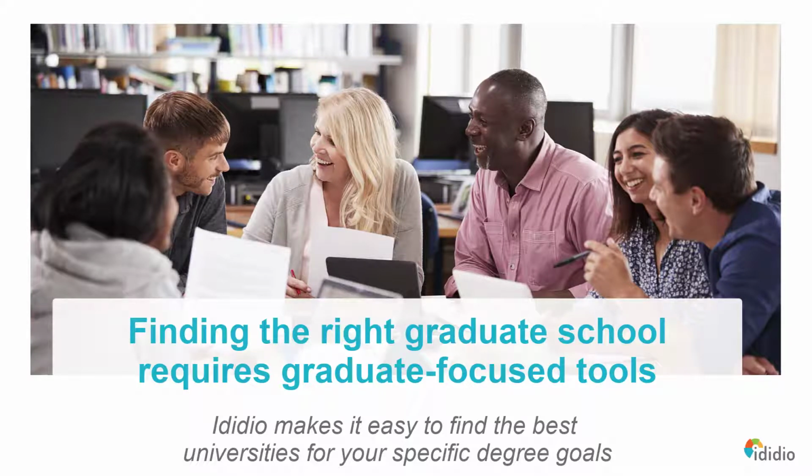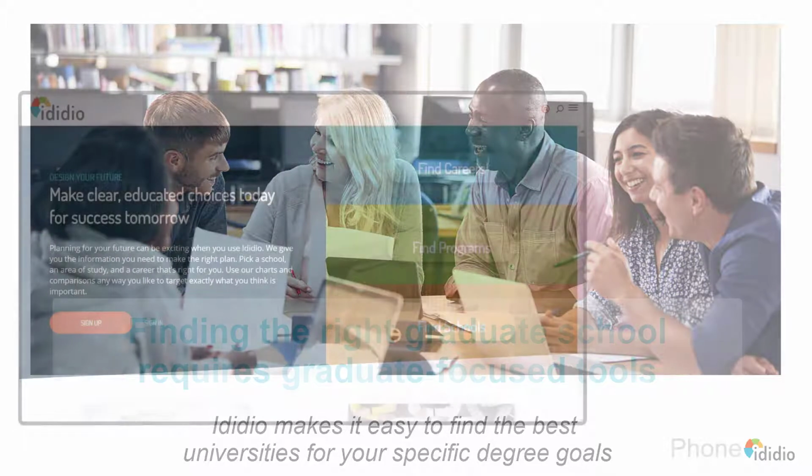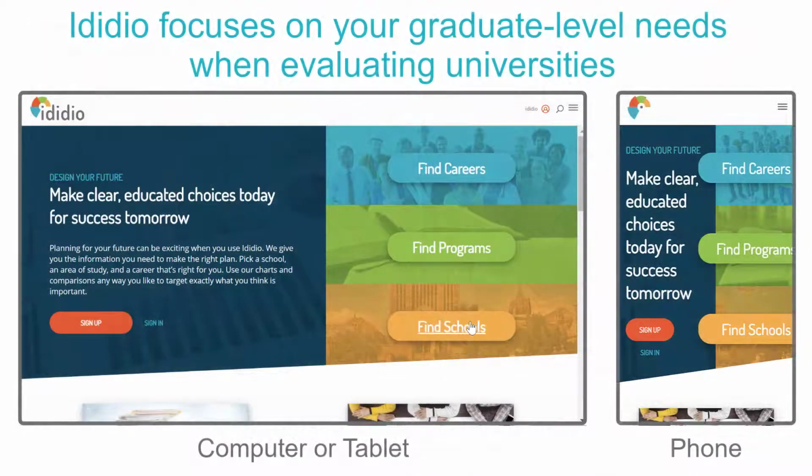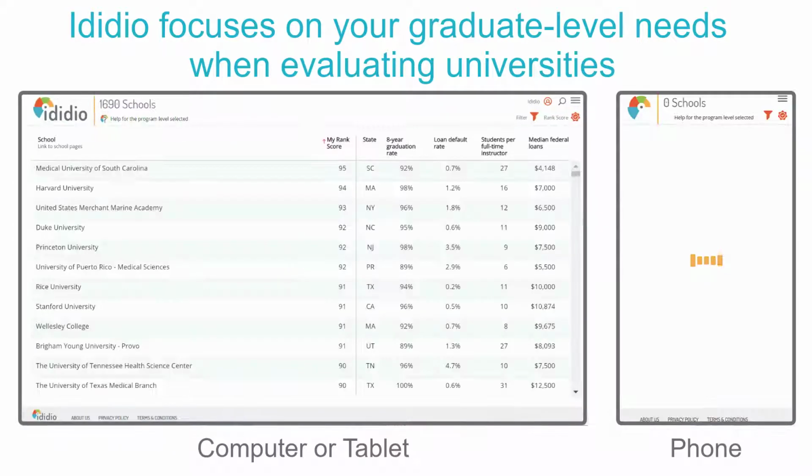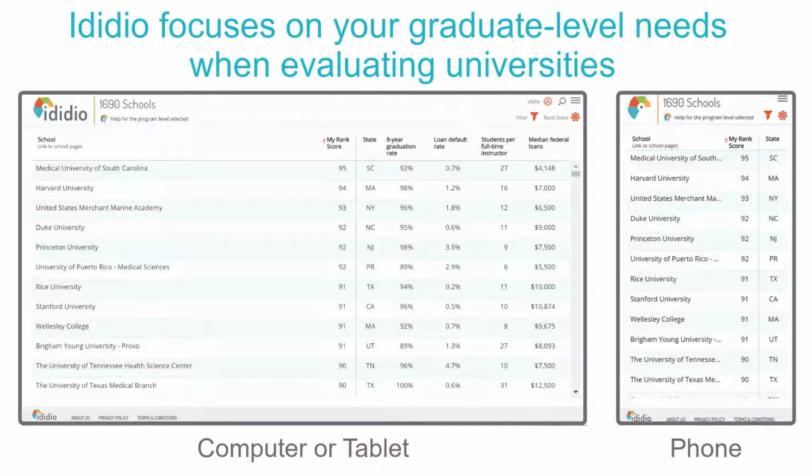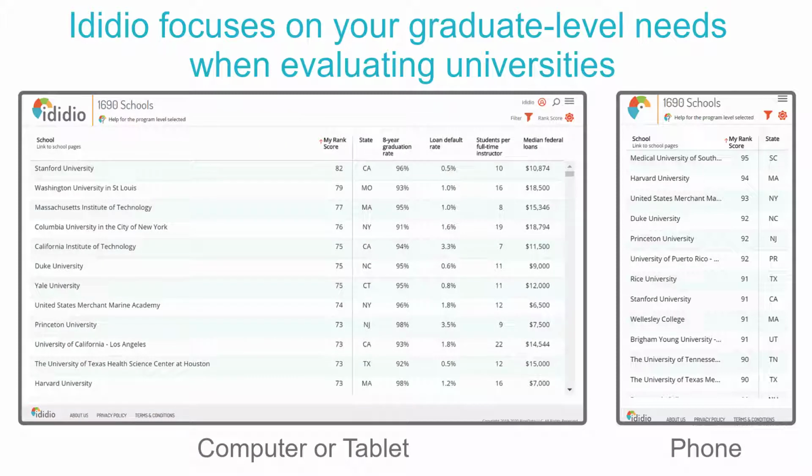A lot of the outcomes data that measure university performance are focused entirely on undergraduate satisfaction and success, and Ididio stays focused on information that is most important for your graduate level search. I'll show you how this tool can lead you to graduate schools tailored to your needs, and I'll also point out some important information on our individual school pages that will help you double-check each university on your list.